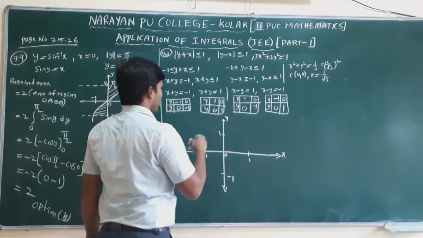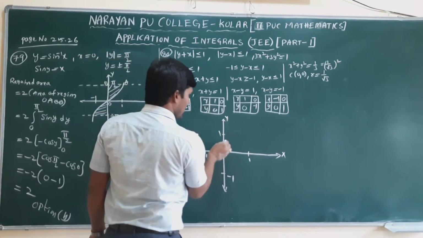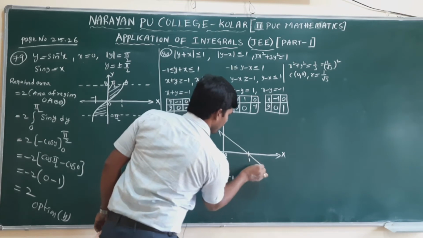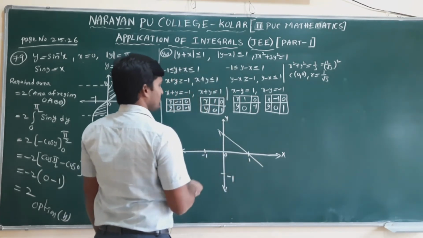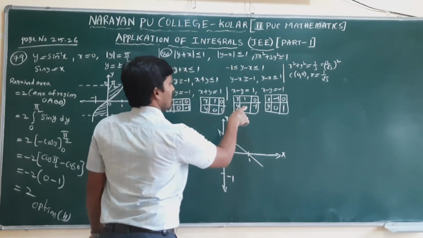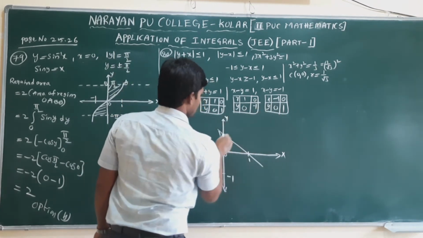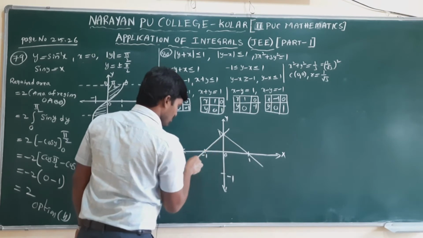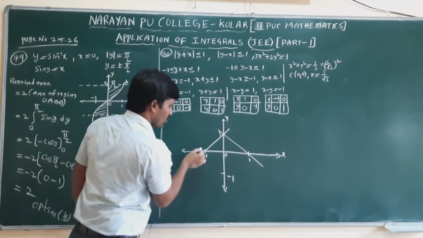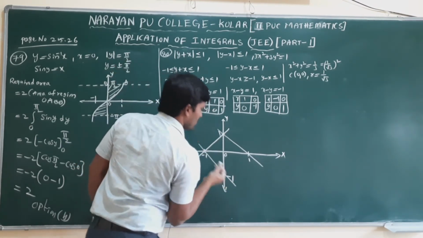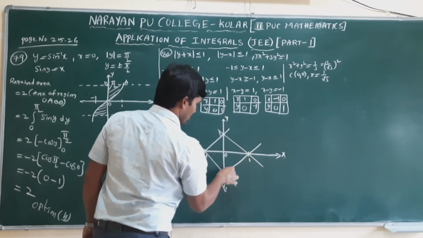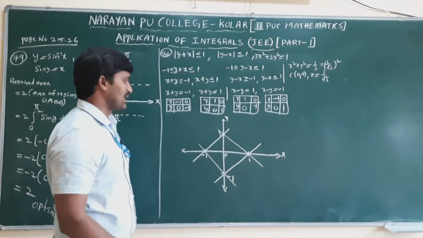Now whatever lines you draw, each one, this is clearly in the first quadrant. Next one, 1 comma 0, minus 1 comma 0, 0 comma 1, this is in the second quadrant. Both negative, this is the third quadrant line. And the last one is the fourth quadrant line. This forms a square clearly.